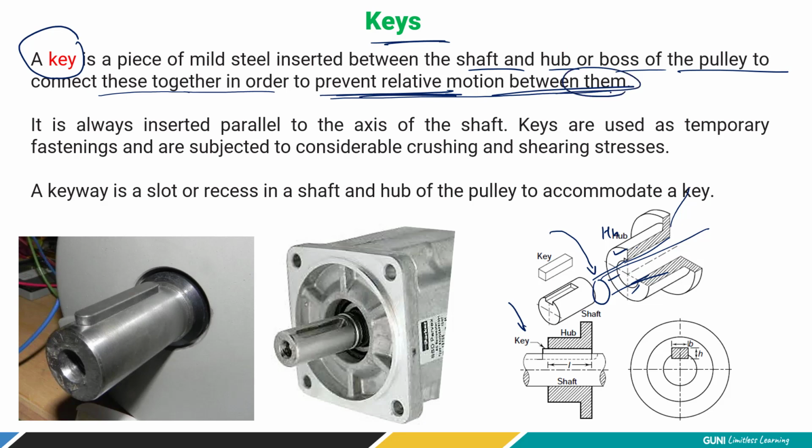So what is them? Then maybe the shaft, basically the shaft and the hub, right? Whenever power is transmitted, let's say this is the electric motor, so here we are rotating it. Let's say this is rotating. Now here we have some sprocket or maybe gear or maybe some other element.